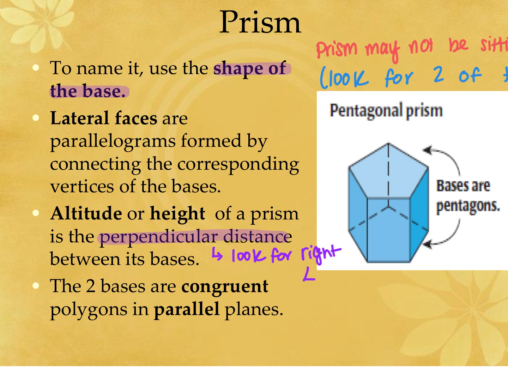Okay, lateral faces are parallelograms formed by connecting the corresponding vertices of the bases. Okay, those are my lateral faces. And how many faces do I have in my pentagonal prism? I have 1, 2, 3, 4, 5, 6, 7 here. Okay, and then I also have my edges and my vertices. Again, like I already said about my bases, they're congruent and they are parallel.